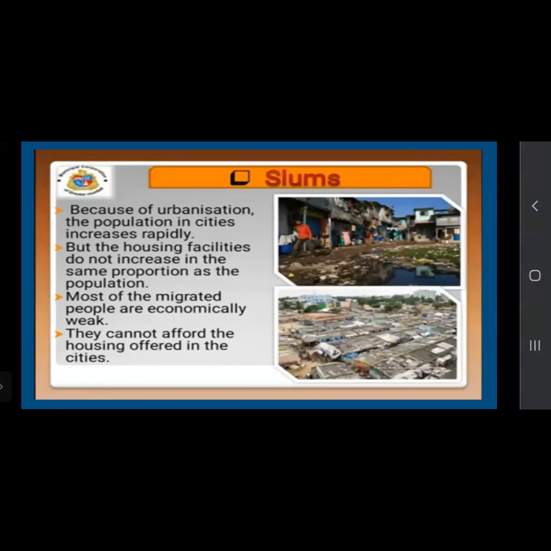In the cities, they cannot afford the housing rent. So the slum areas are developed. You can see in the picture, so many small, tiny houses are there. No space, no ventilation is there. No hygiene, no maintenance. Hygiene is not maintained at all.